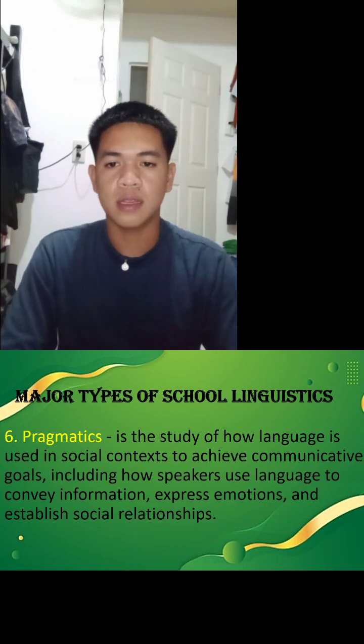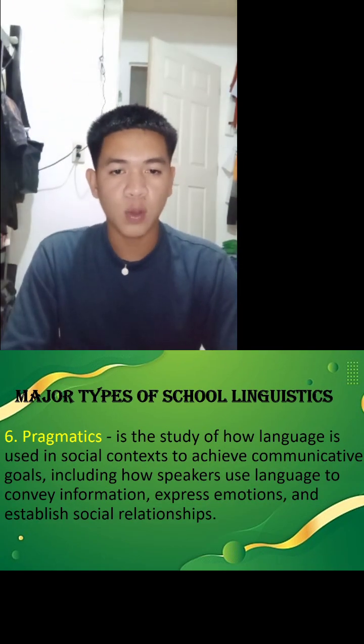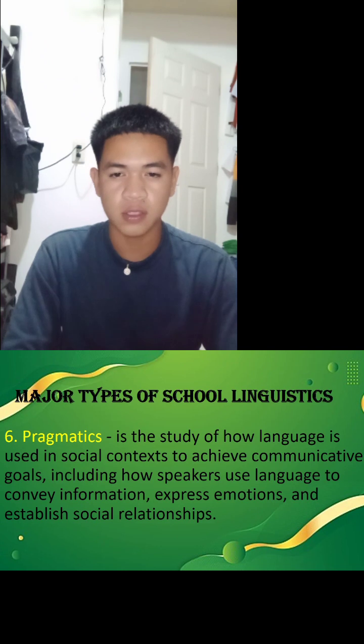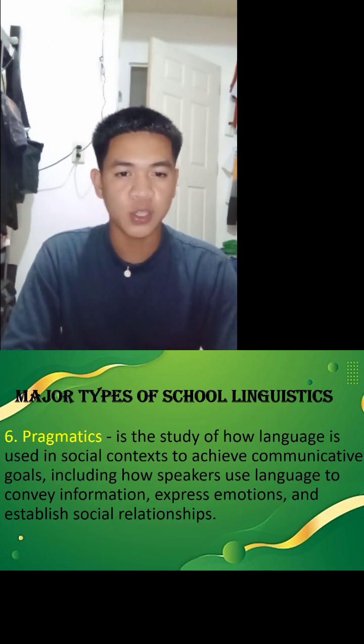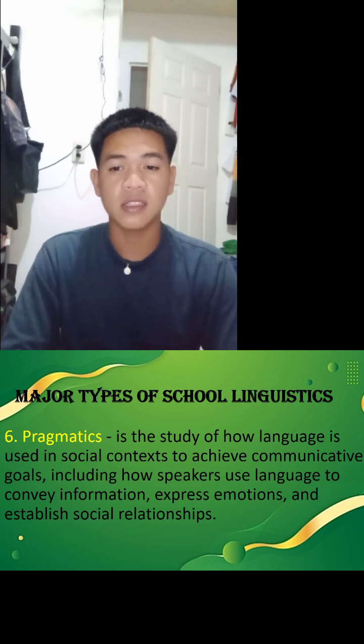Pragmatics. This is the study of how language is used in social contexts to achieve communicative goals, including how speakers use language to convey information, express emotion, and establish social relationships. An example of pragmatics is incorporating the context of an utterance to determine meaning.